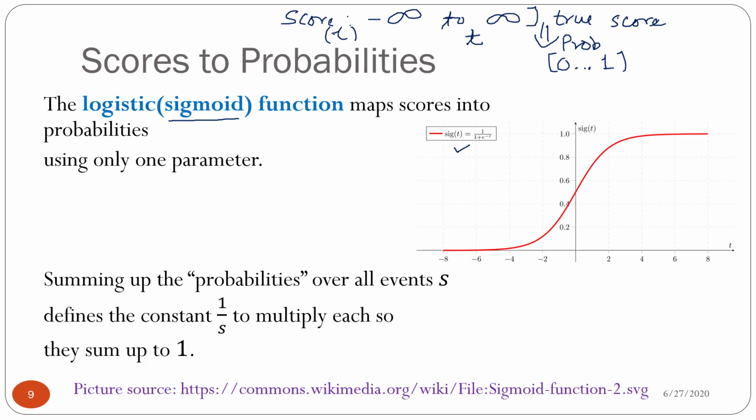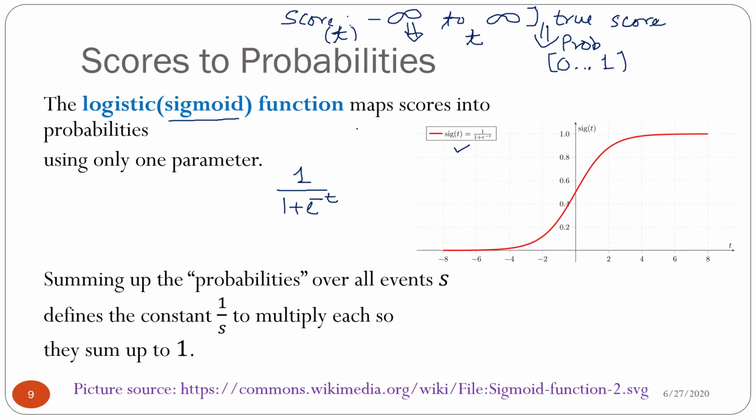Okay, the score that you're getting is t, which is varying from minus infinity to infinity, and that's the score that your model is generating. Then how can we map that to a probabilistic score which goes from 0 to 1? For that we can use the sigmoid function, which is written as 1 divided by 1 plus e to the power minus t.